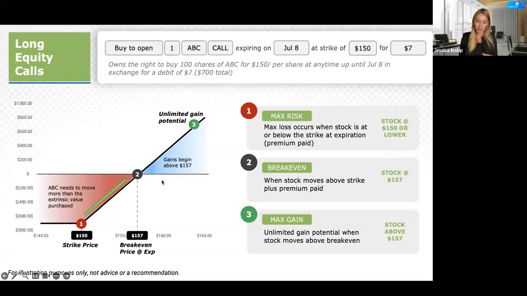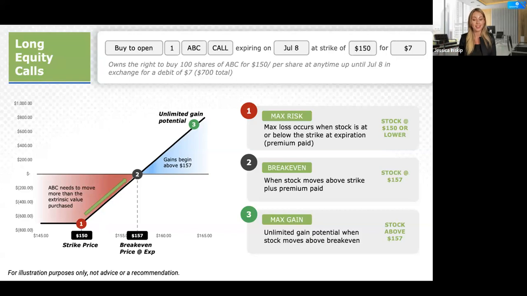But at expiration, you need the underlying security to move as much as you paid for the option, the right to buy in this case. As soon as it moves above that, that's when you start gaining in value, and you have unlimited gain potential because the stock can theoretically go to an infinite price. But remember, you have an expiration date. So it's important to have a price target in mind, close that option when it hits that price target. We have best practices that we talk about at OptionsPlay, happy to share as well. But that is the gist of a long equity call and how it works.